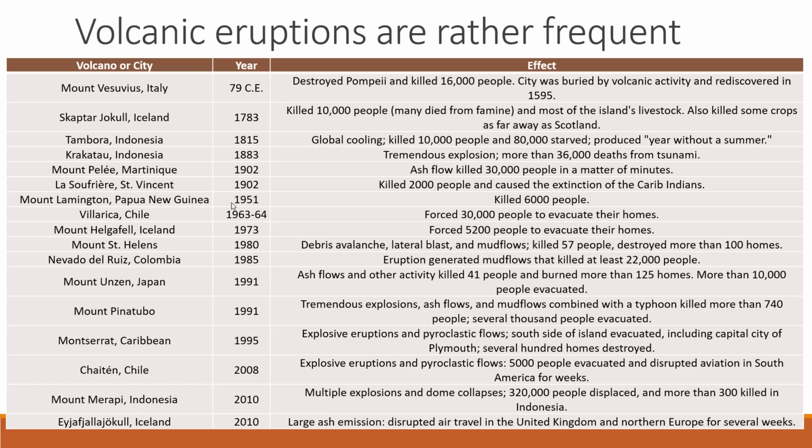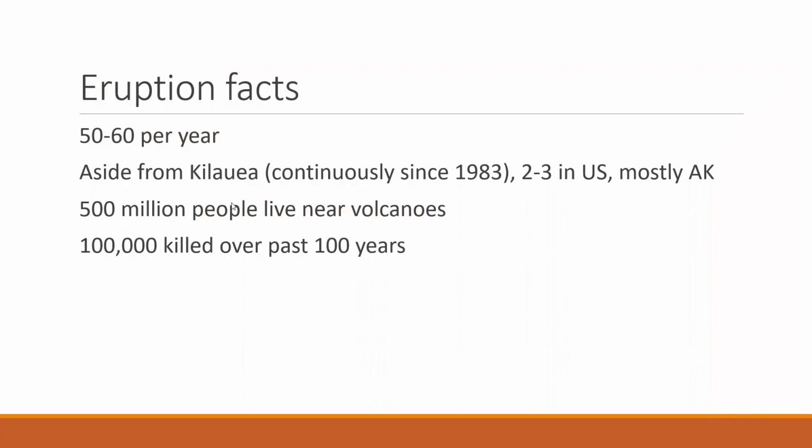We also learn a lot from all of these eruptions. There are 50 to 60 eruptions per year. Aside from Kilauea, this is a slightly old statistic, Kilauea had been continuously erupting since 1983. That 2018 eruption actually changed its eruptive style slightly, so it's not truly continuously erupting anymore. There are 2 to 3 in the U.S. They're mostly in the Aleutian Islands of Alaska.